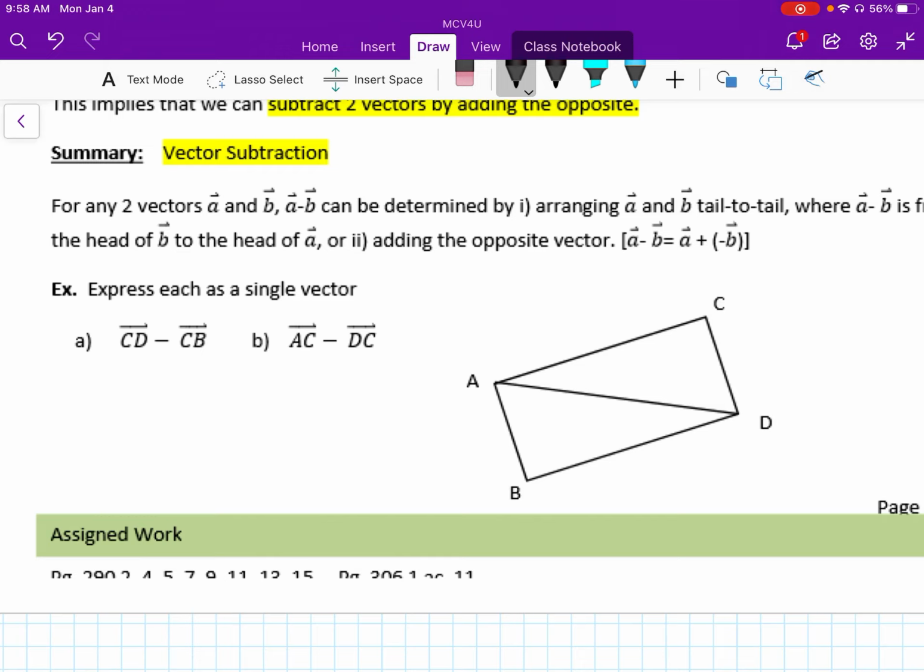So vector CD minus vector CB. Notice they're already lined up tail to tail, which is fantastic. So that means we go from the head of the second, which is B, to the head of the first, which is D. So this is simply vector BD.